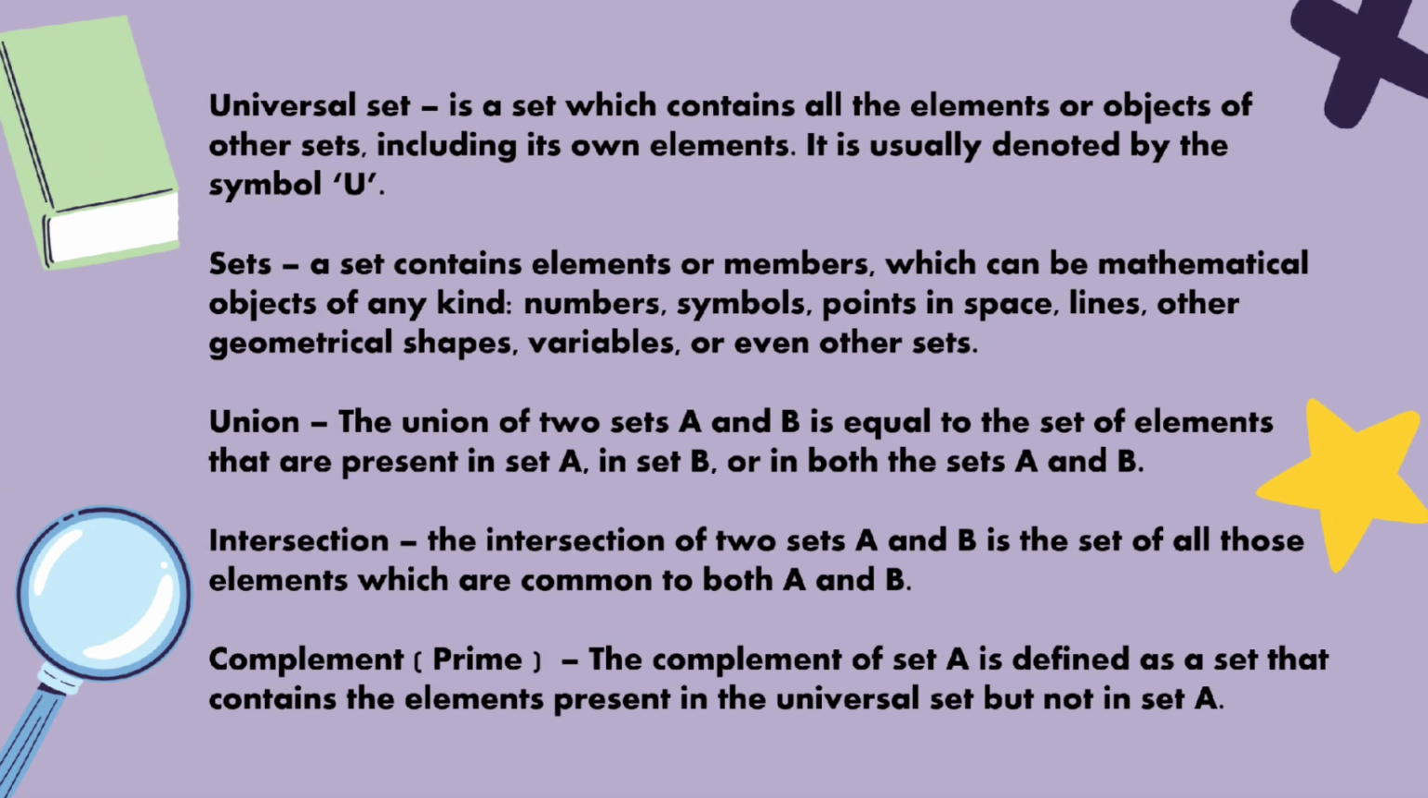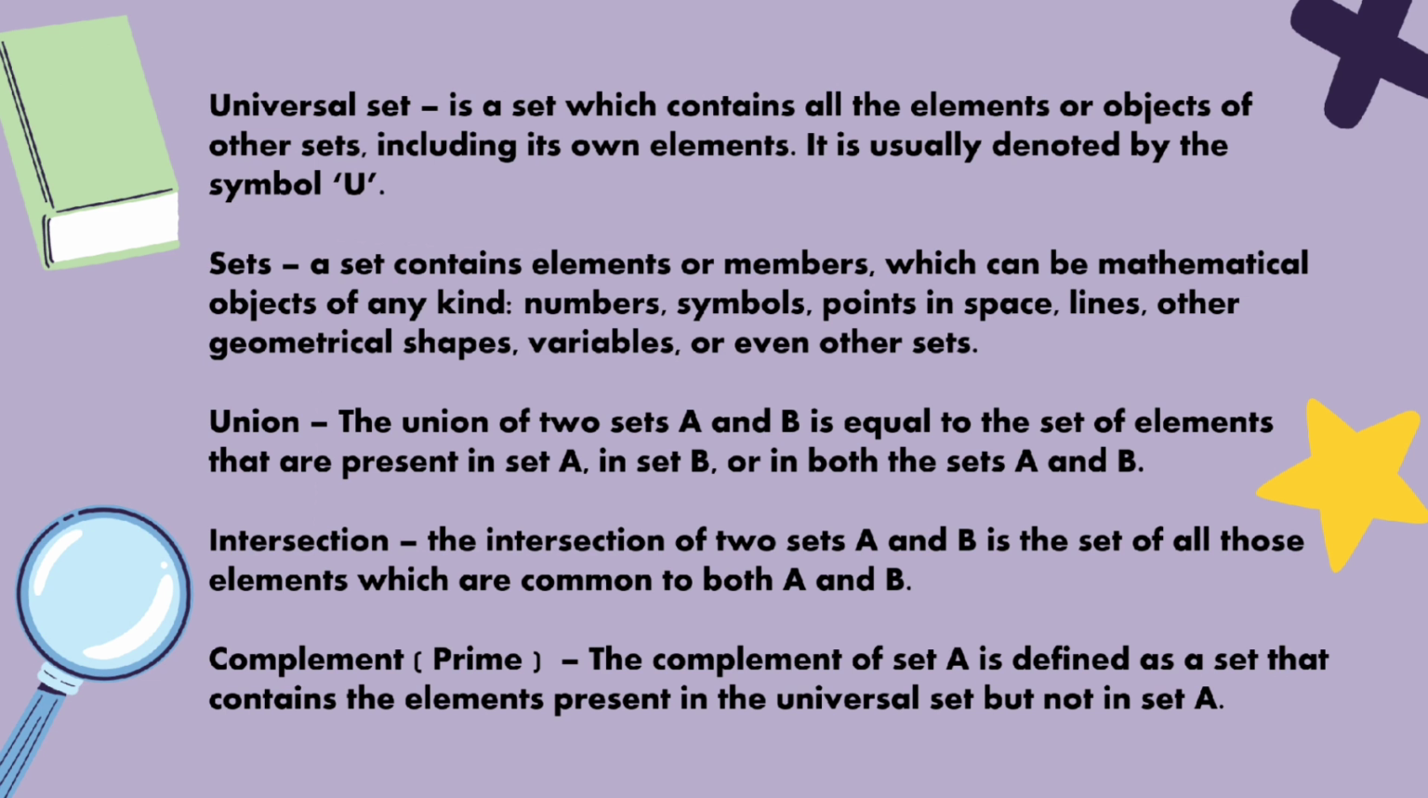Universal set is a set which contains all the elements or objects of other sets, including its own elements. It is usually denoted by the symbol U. Sets. A set contains elements or members, which can be mathematical objects of any kind: numbers, symbols, points in space, lines, other geometrical shapes, variables, or even other sets.